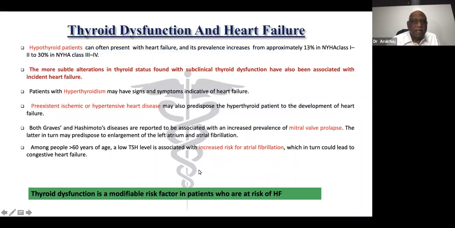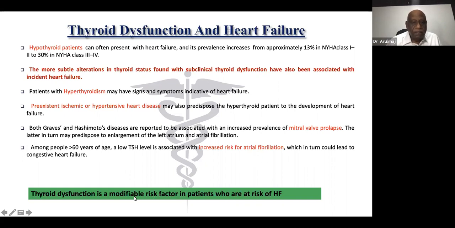And heart failure and thyroid dysfunction. There are multiple studies. There are about 13% of class 1 heart failure, and 30% of New York Heart Association class 3 and 4. And it is not only seen in overt hypothyroidism, but also in subclinical hypothyroidism and low T3 syndromes. Patients with hyperthyroidism will also have signs of heart failure, but it is usually a high output heart failure. Pre-existing heart disease or hypertension may precipitate a cardiac failure. There is increased risk of mitral valve prolapse and atrial fibrillation.